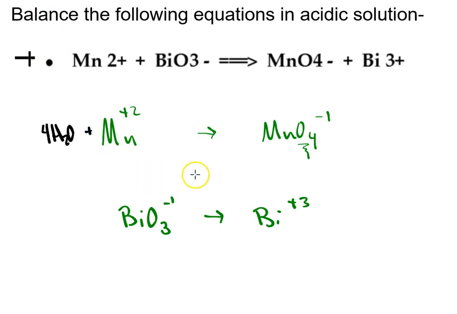Okay. Then, what's the next step? Balance H's. I now have 8 H pluses, so I need to add 8 H plus. Are we okay with that? Okay. Now, everything's balanced except for the charges. I have a total of -1 plus 8 on this side. Is everyone okay with that?